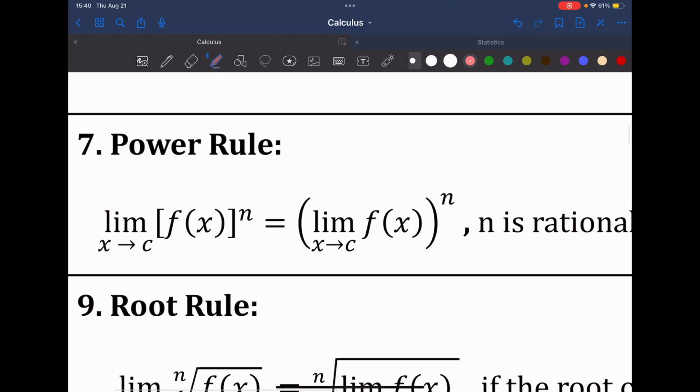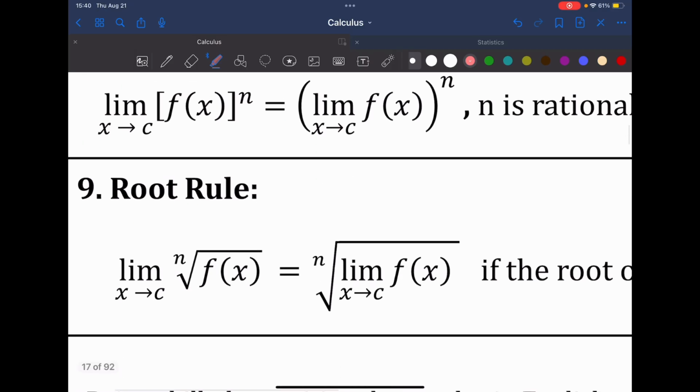Then we have the power rule, and the power rule states that if we have a function being raised to a certain power, let's say squared, okay, instead of squaring the function, which could be tedious and take a lot of time, we can just take the limit of the function and then square the whole thing. Okay. Same with the root rule. Instead of taking, for example, the square root of the function, then taking the limit, we can just take the limit and then take the square root of whatever that numerical value was for the limit.